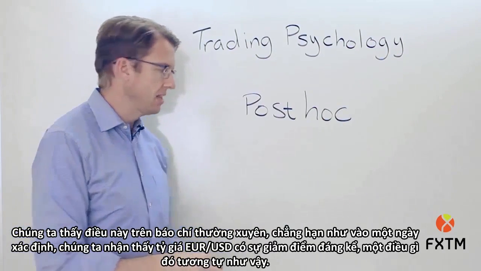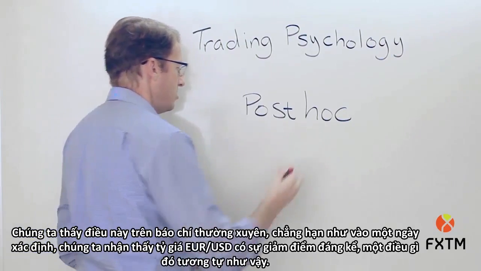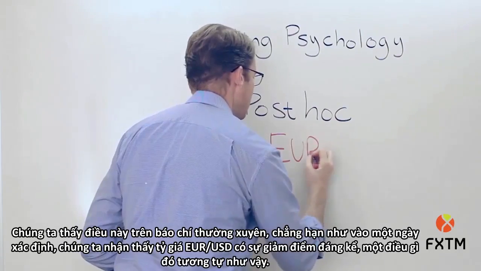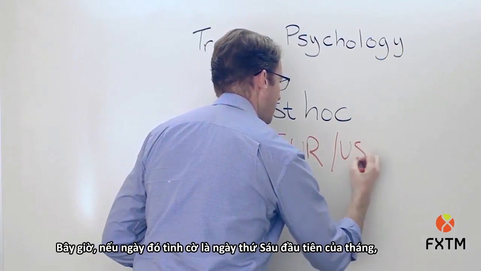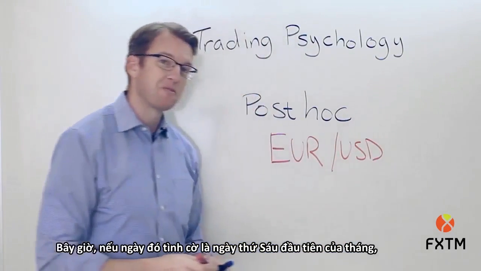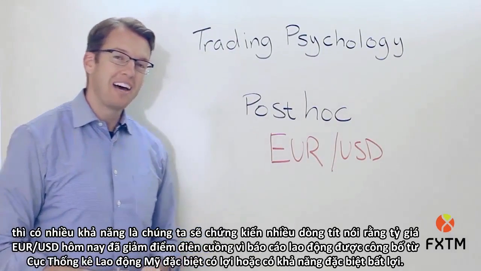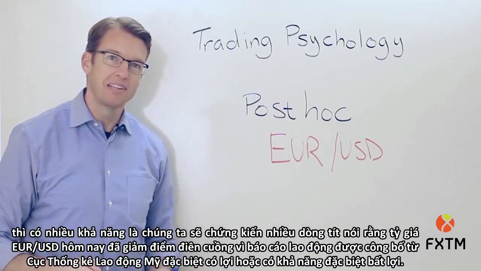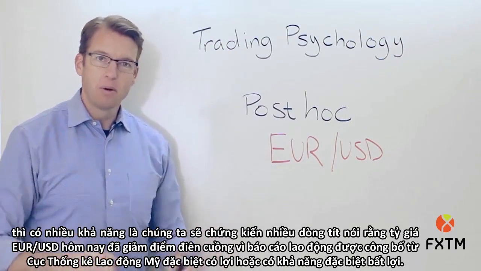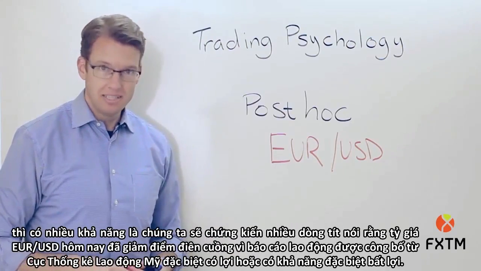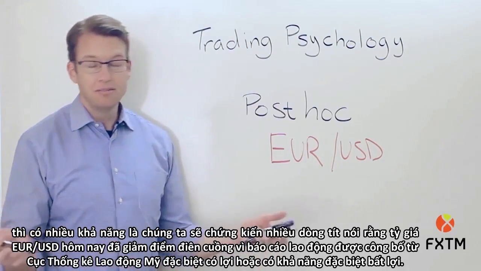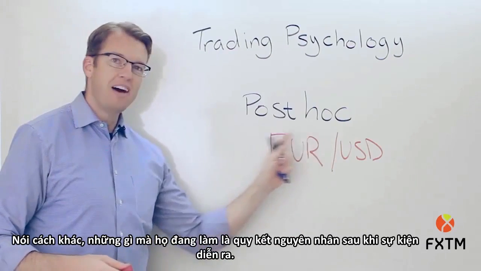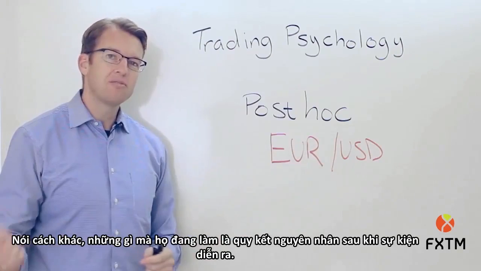So for example, let's say that on a given day, we saw the euro to the US dollar had a particularly large drop to the downside. Now, if that day happened to be, let's say, the first Friday of the month, well, it's quite likely you're going to see a lot of headlines that say the euro to the US dollar dropped like crazy because the labor report that came out from the U.S. Bureau of Labor Statistics was particularly good or potentially particularly bad. So in other words, what they're doing is that after the fact, so post hoc, they're attributing a reason.